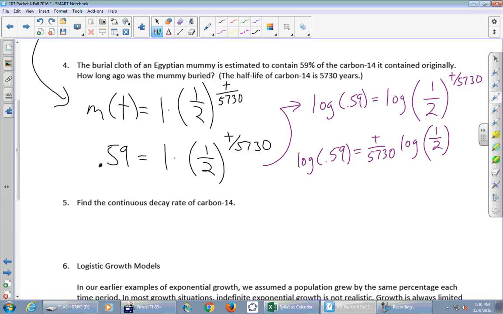For those of us that are not super comfortable with logs, that equation might be intimidating, but the fact is log of 0.59 is just a number. It's going to come out on the calculator in a second. Log of a half is just a number on the calculator. So this is just a bunch of numbers floating around. All I've got to do is focus on t. So how do I move the 5730? Multiply it. How do I move the log of half? Divide. So just put them in the right spots. 5730 gets multiplied by the log of 0.59, and the log of a half goes underneath. That's it.